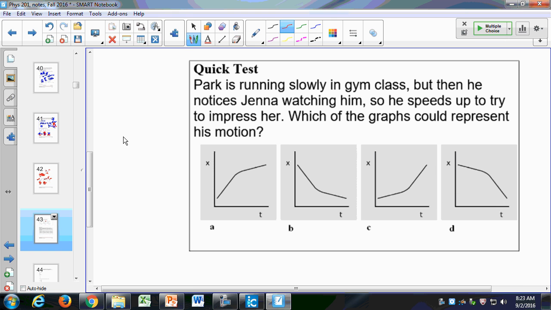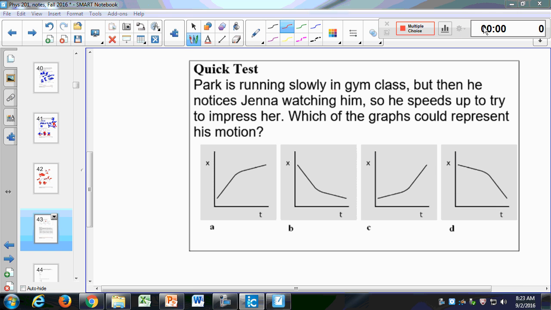Okay. All right. Park is running slowly in gym class, but then he notices Jenna watching him. So as guys tend to do, he speeds up. Which of the graphs could represent his motion? Going slowly first, and then speeds up.